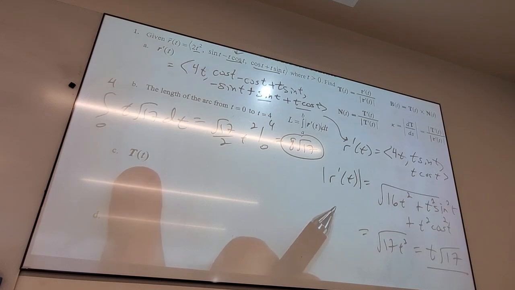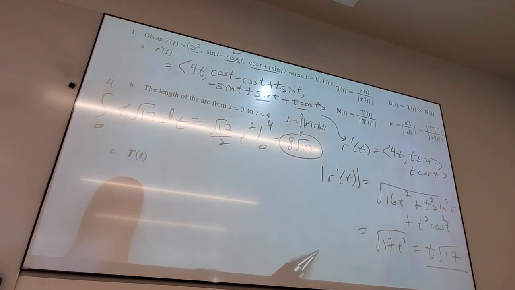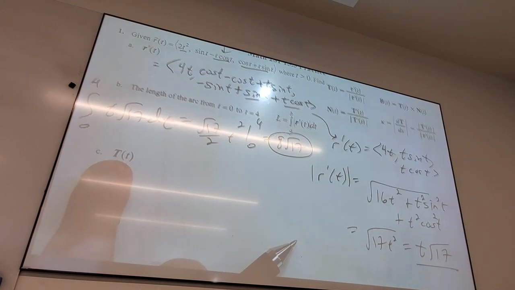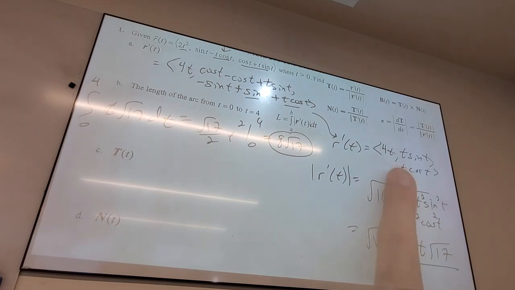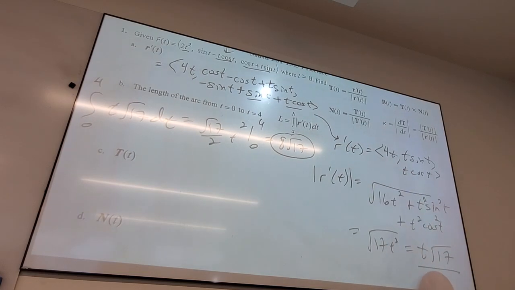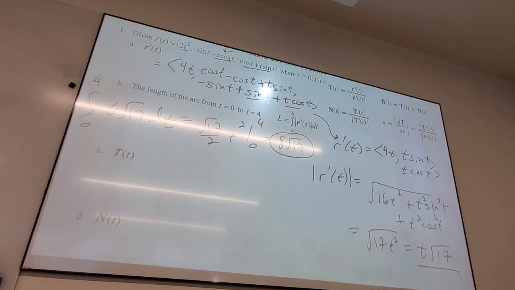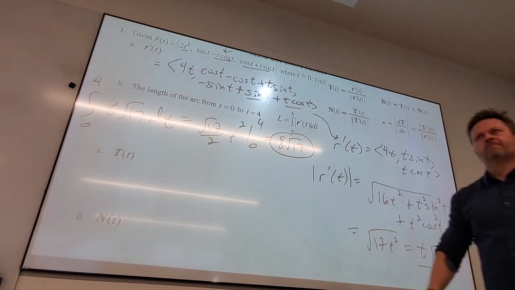Now, I didn't miss anything yet. How do I get T of t? You take r prime divided by the length of r prime. So we got r prime, and we got the length of r prime. So take a minute, go ahead and put that together.